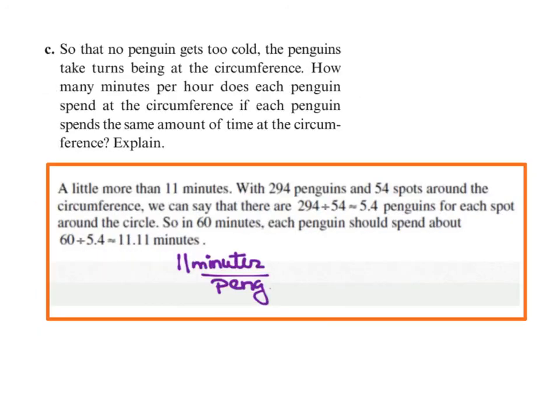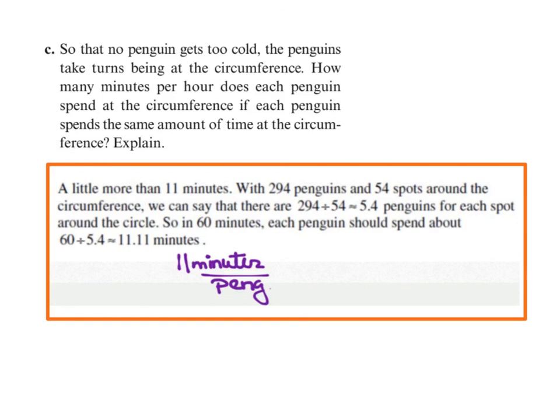So that no penguin gets too cold, the penguins take turns being at the circumference, the outer edges of the large group. How many minutes per hour does each penguin spend at the circumference if each penguin spends the same amount of time at the circumference? So basically, no penguin wants to be there too long and get too cold, so we're trying to share that role on the outer edge equally.